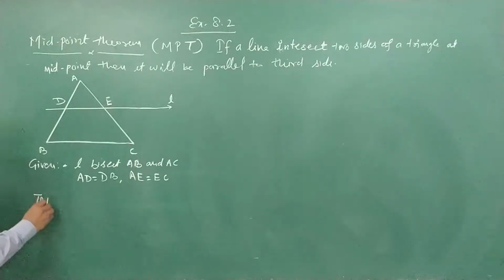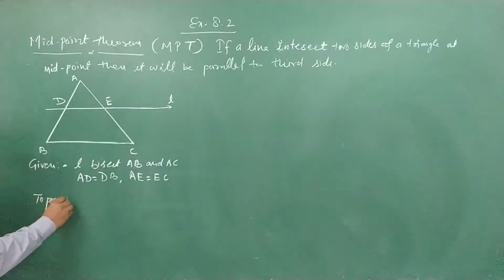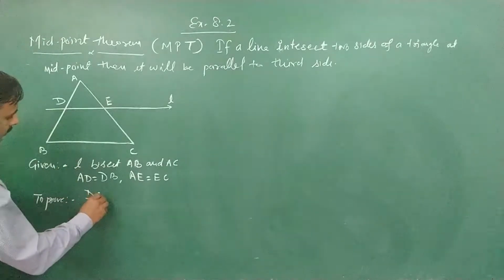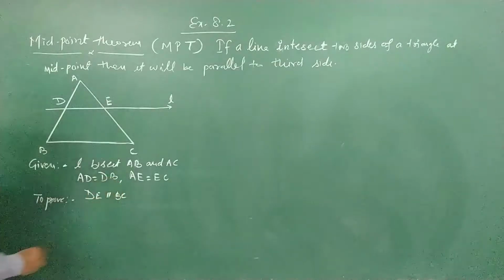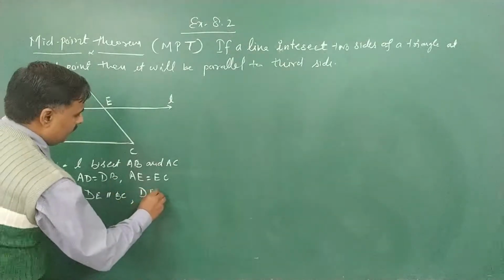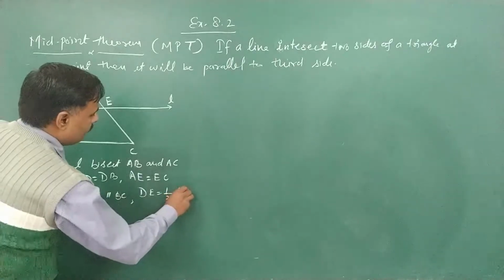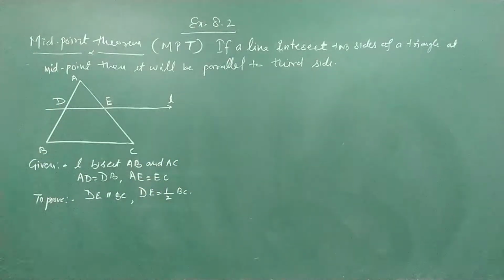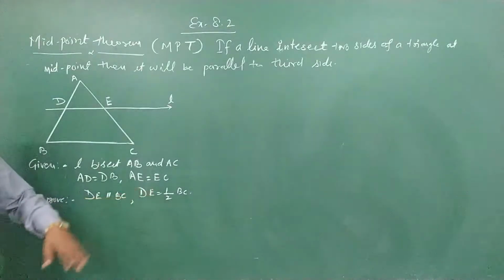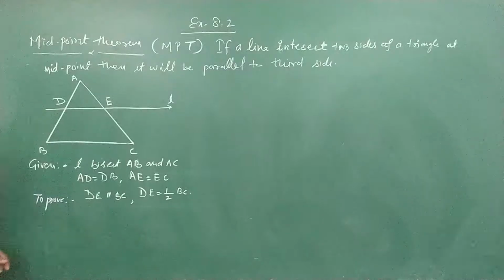So what are we going to prove here? We are proving that DE is parallel to BC and DE is equal to half of BC. Both are very important. First we prove that DE is parallel to BC, and DE is half of BC. Before that we need to construct something.